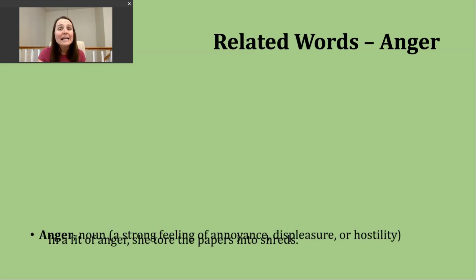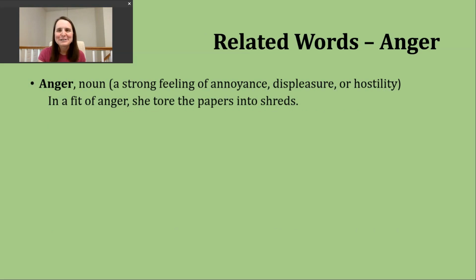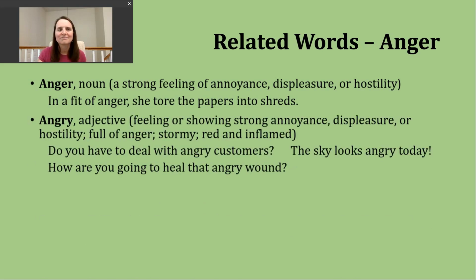Now, let's spend a moment looking at some words that are related to our verb anger. The first word we're going to look at is just the noun form of this word. Okay? So when we use the noun anger, we're talking about a very strong, negative feeling where you're feeling either annoyed or displeased or hostile. So an example of this: in a fit of anger, she tore the paper into shreds. Okay, so someone's really upset, right? And we're describing what they're doing with those strong negative feelings.